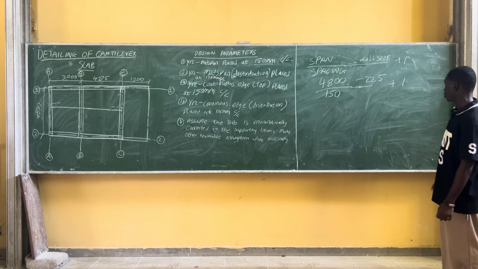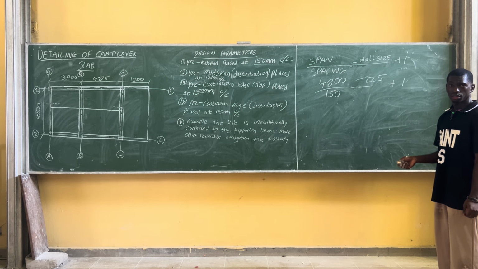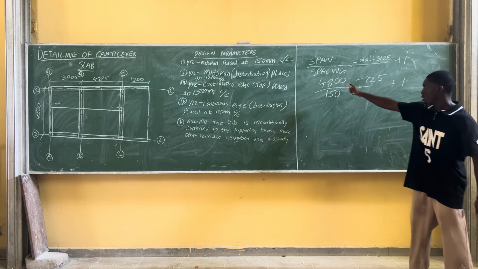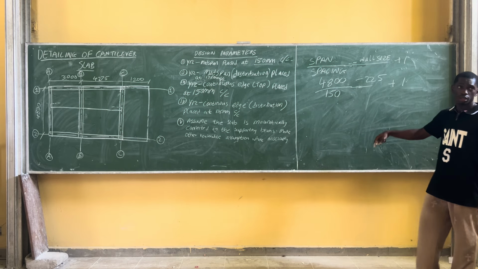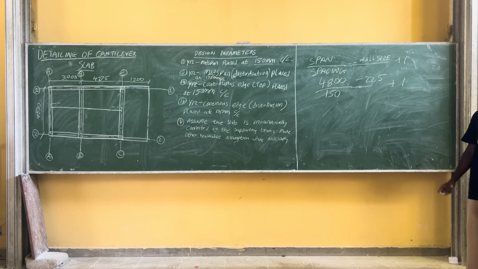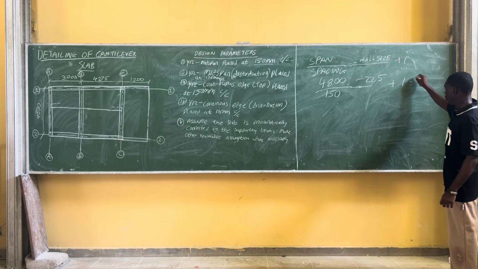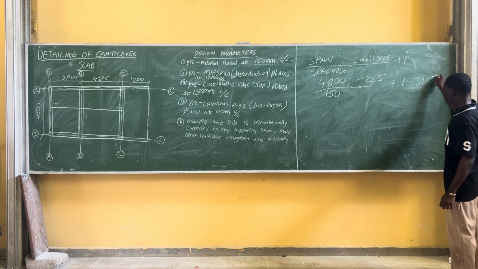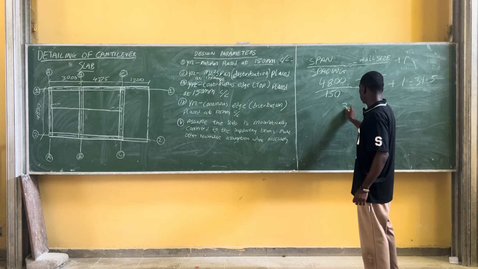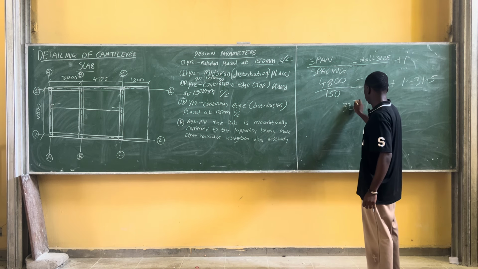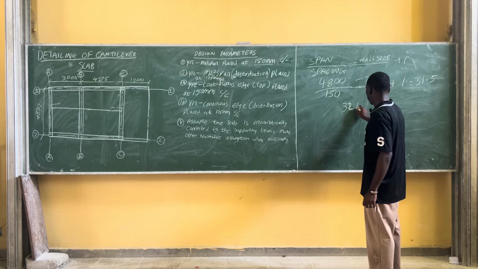31.5. How? Do this: 4,800 minus 225, divided by 150, plus 1. That gives 31.5, which is approximately 32 bars.